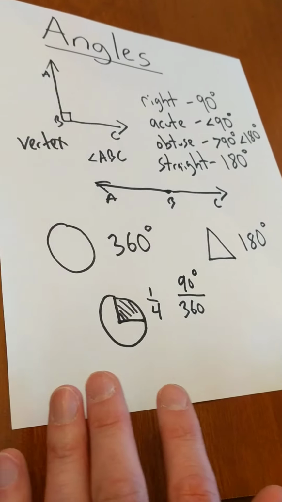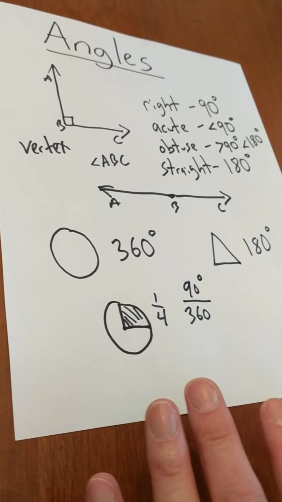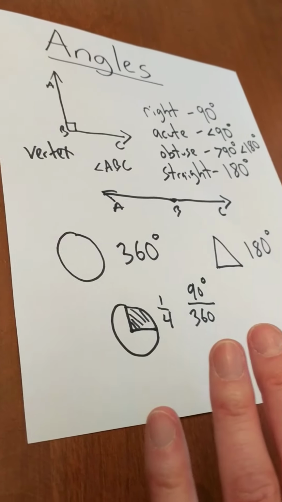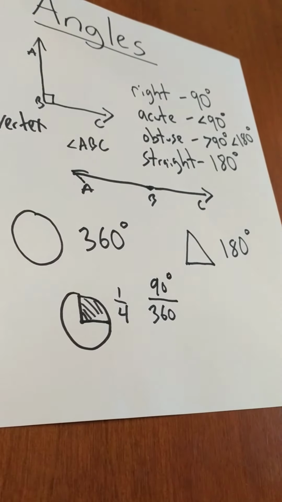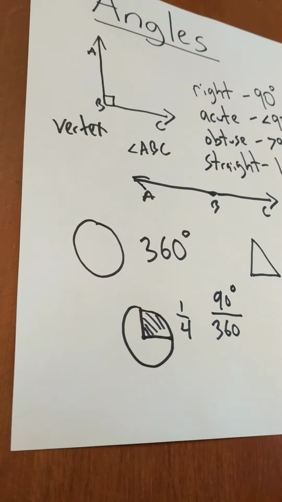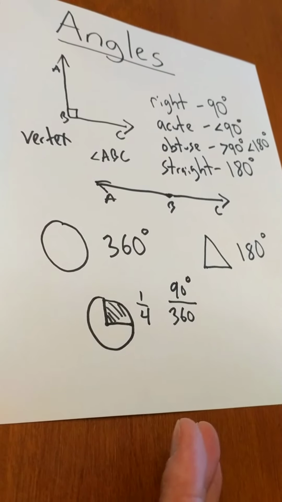Okay, so the first day, you're going to be given a whole bunch of degrees, and you're going to have to identify whether it's a right angle, an acute angle, obtuse, or straight angle. Should be pretty easy. That's going to be for a day or 2.